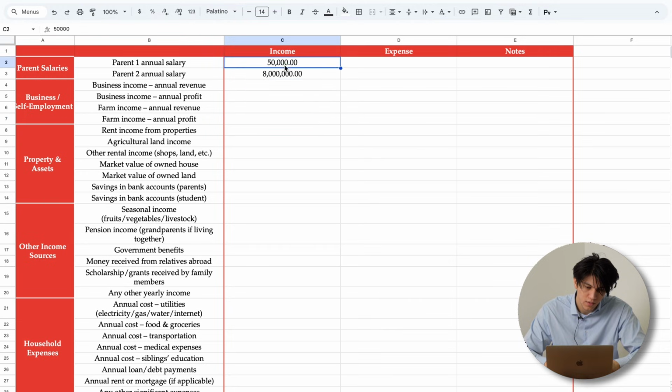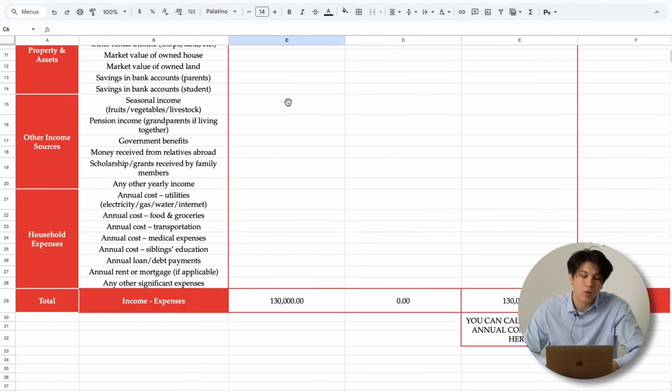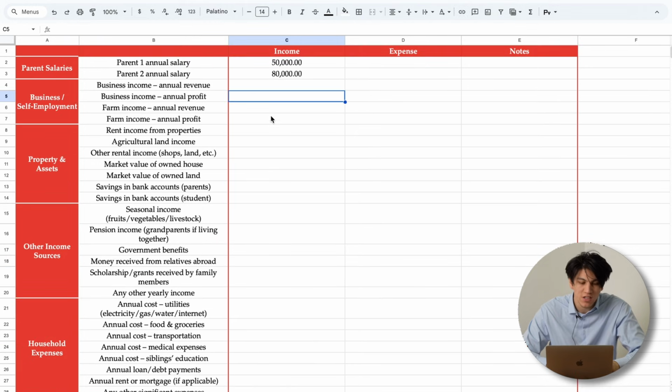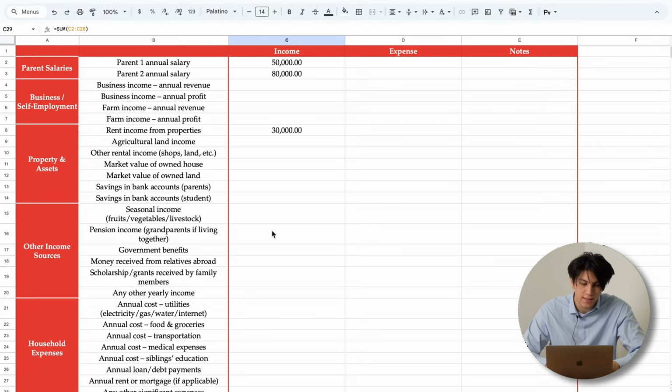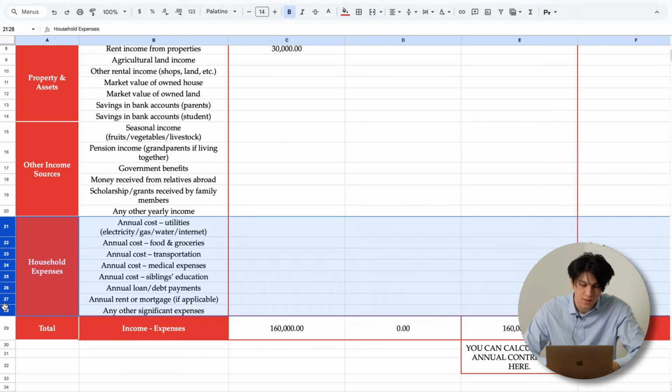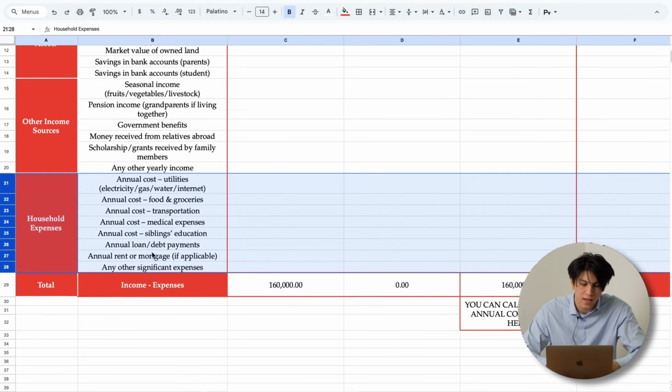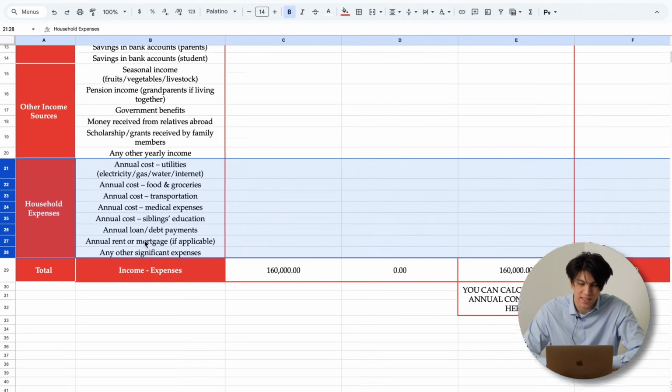That's $80,000, right? And our overall income is $130,000. Imagine we also rent our property, so that's going to bring us about 30,000 bucks per year, and that would make us $160,000 per year. And here you can include your expenses, right? Annual costs, utilities, food, transportation, medical expenses, siblings' education, annual loan debt payment, annual rent, mortgage, any other significant expenses.